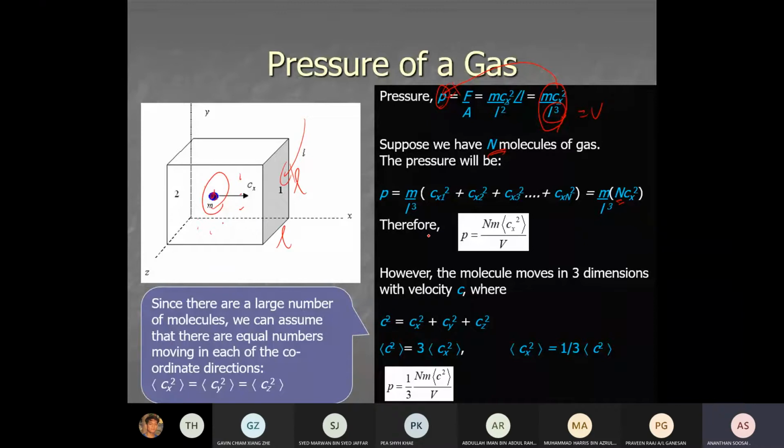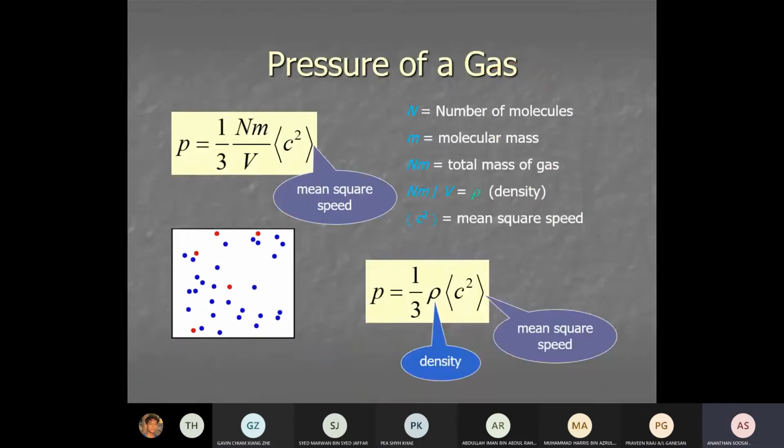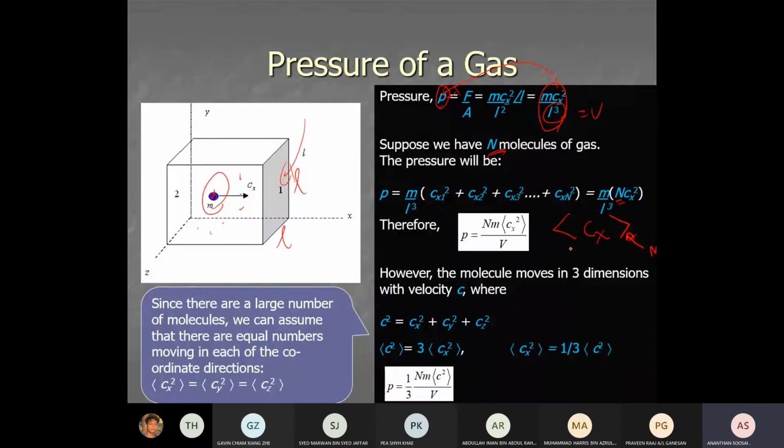Therefore, the pressure formula becomes N m cx squared, over L cubed. The c here we put this sign, a bar like this. This sign we call the mean. It's the mean square speed we call it, the average over all the particles. In science, they found that all particles at a particular temperature move in a range of speeds actually. So we want to find the average speed. This is your mean speed, average speed.